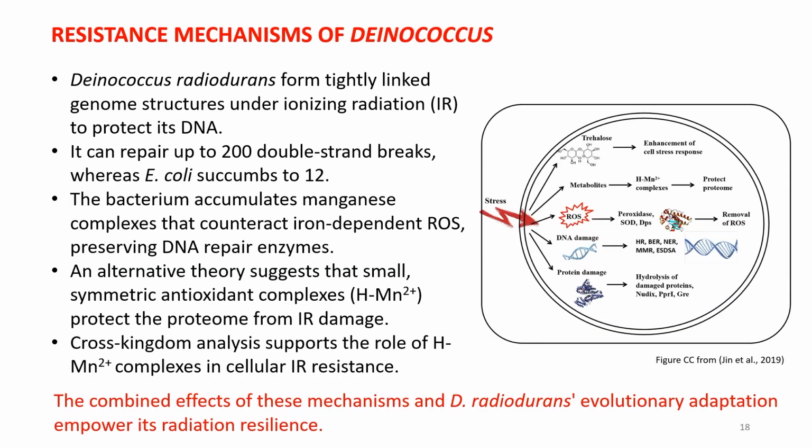It can repair up to 200 double strand breaks, whereas E. coli succumbs to as few as 12 double strand breaks. The bacterium accumulates manganese complexes that counteract iron dependent ROS, preserving DNA repair enzymes. An alternative theory suggests that small symmetric antioxidant complexes protect the proteome from IR damage. Cross kingdom analysis supports the role of hydrogen and manganese complexes in cellular IR radiation resistance. The combined effect of these mechanisms and radiodurans' evolutionary adaptation empower its radiation resistance.